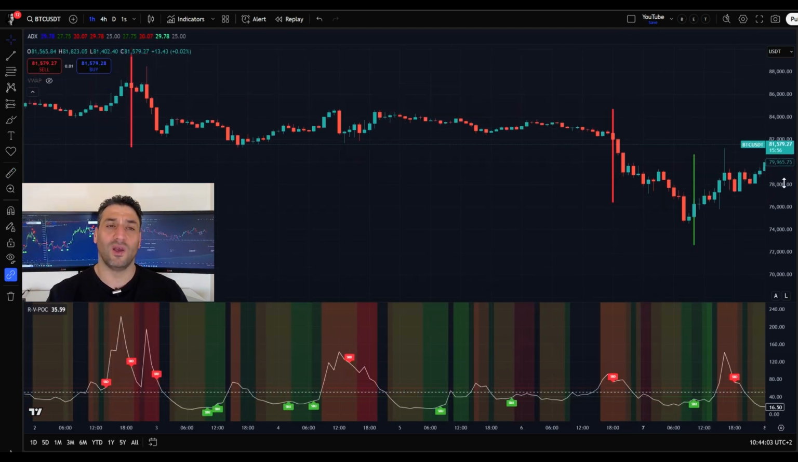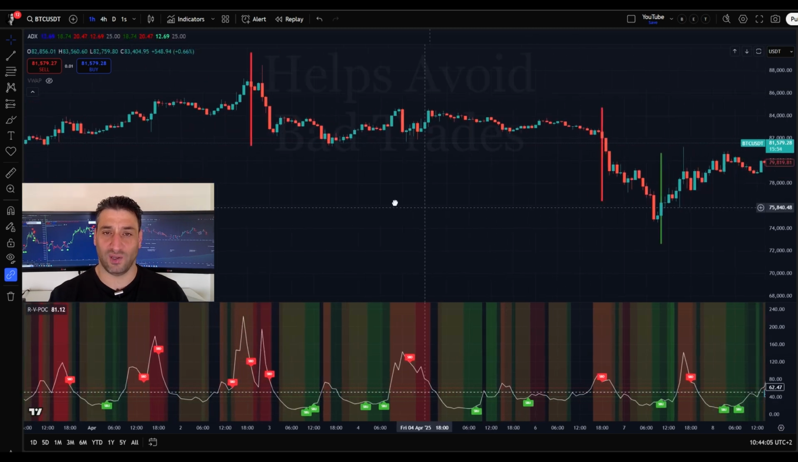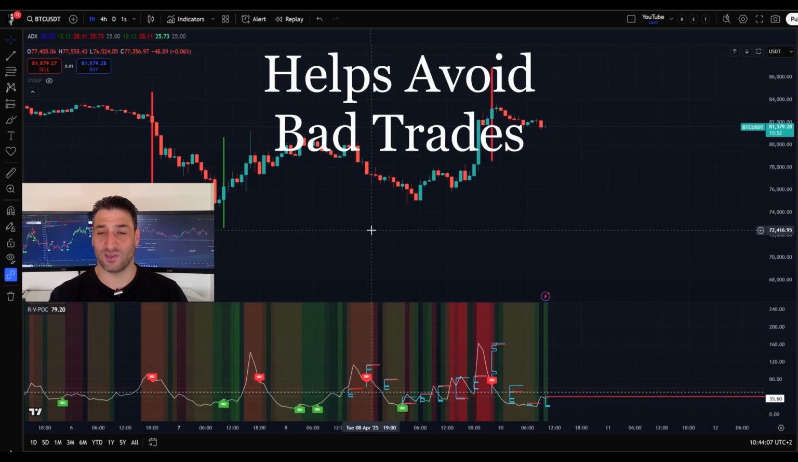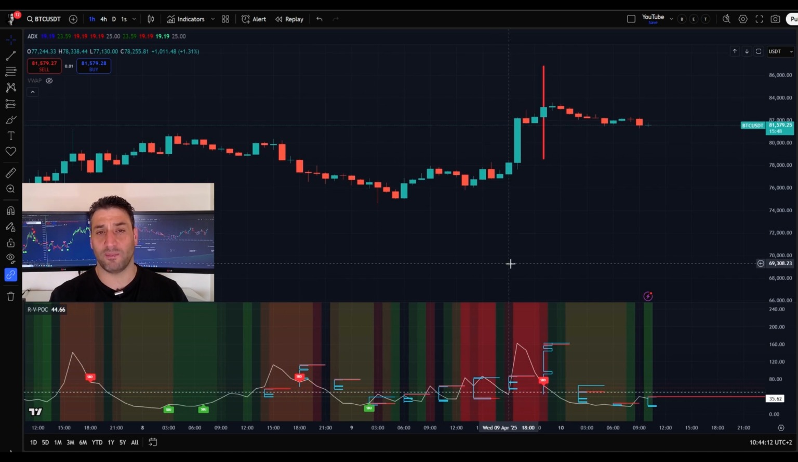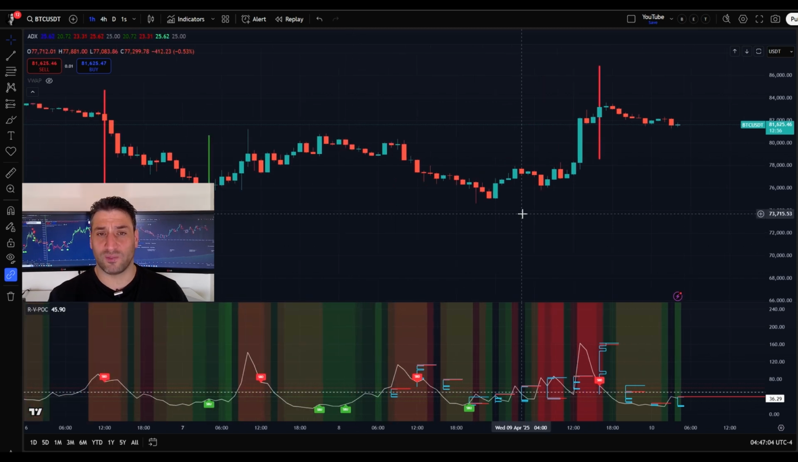You know what? One thing I truly love about this indicator is how it helps you avoid bad trades. Let's look at Wednesday, April 9. The RSI hits the POC line and Bitcoin is at 76,200. At first glance, you might think it's a sell signal because the RSI is crossing the POC, but there is no SBD label. Why? Because the RSI isn't in the overbought zone and the trend isn't confirmed by the background color. Good thing we did not short.